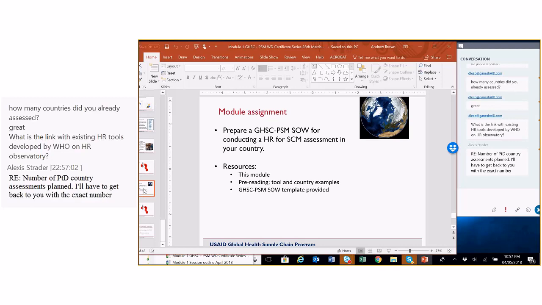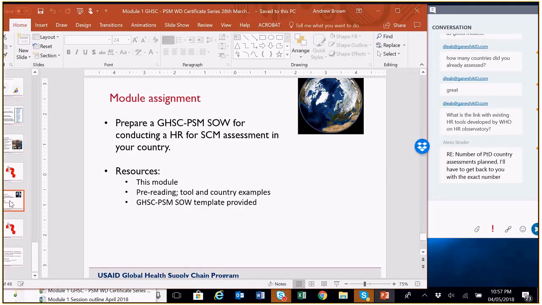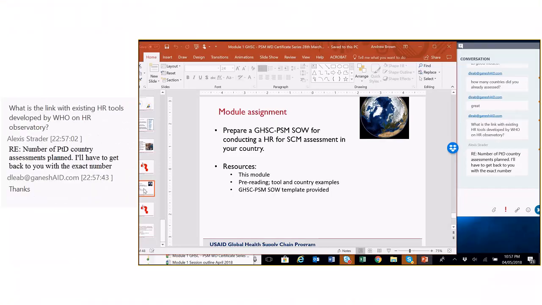So the resources I want you to use are in this particular module, as well as in the 10-pager: links to a range of documents that explain this assessment tool in detail, and also some documents that show examples of how the tool was applied in different countries. So I want you to use that experience to develop a scope of work that, if you were going to have this assessment conducted in your country, what would the scope of work look like so that you could convince someone, in this case USAID, to put some money towards this activity?